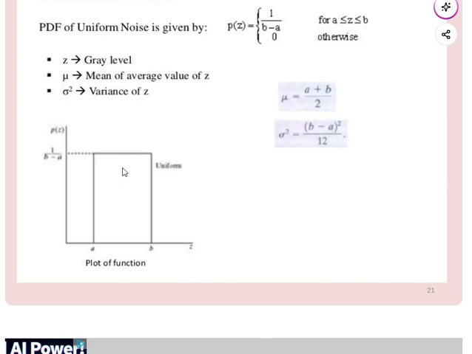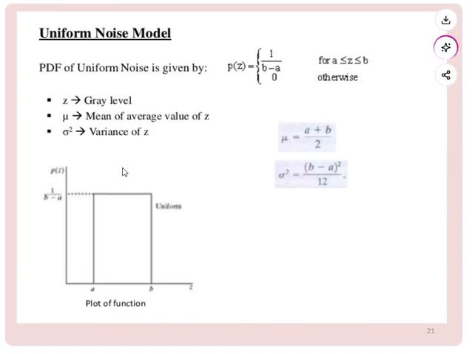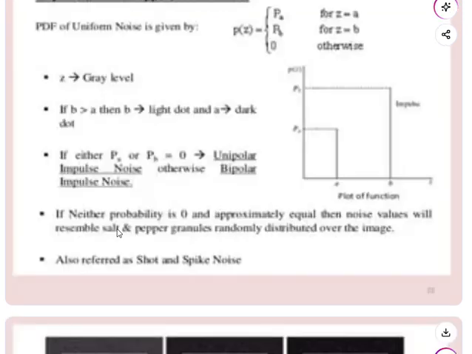And the next one is the uniform noise model. In the uniform noise model, the PDF is represented as P of z is equal to 1 by (b minus a) for all values of z between a and b, and the value of mean is (a plus b) by 2, and the value of variance is (b minus a) the whole square divided by 12. So this is the plot of the uniform noise model.